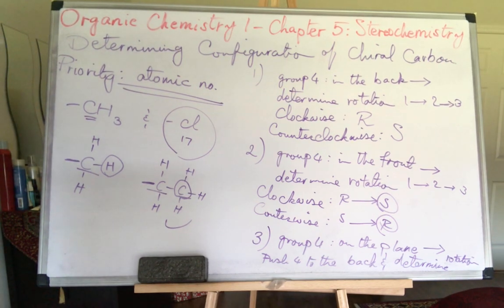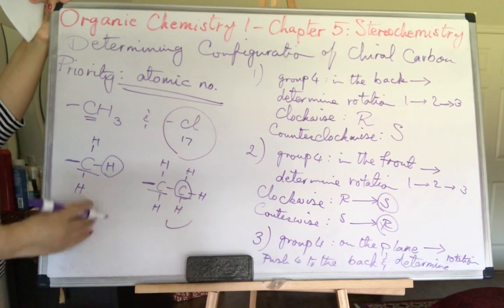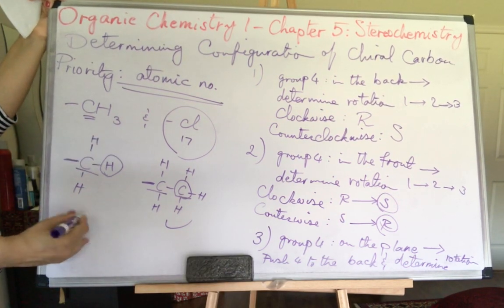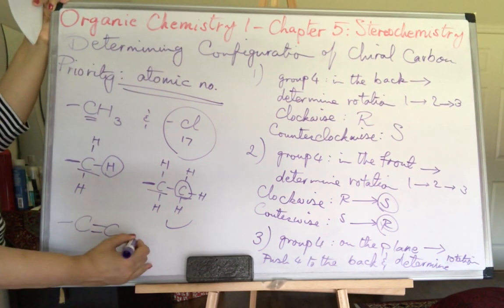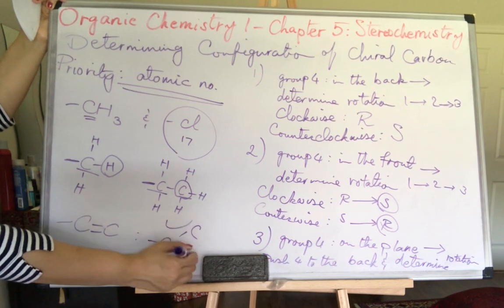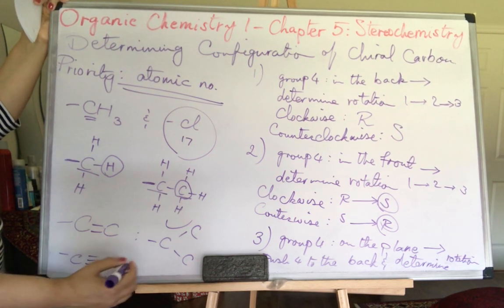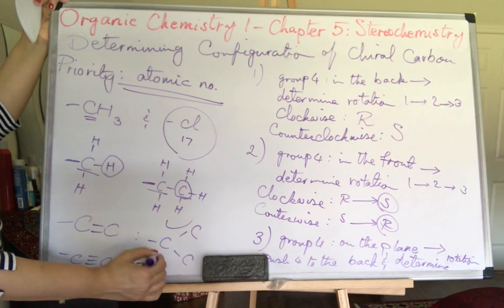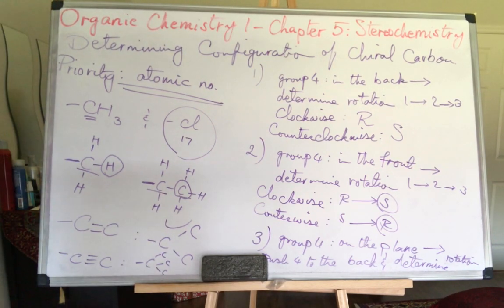And the last one, as I told you before, when you have a carbon-carbon double bond, it looks like carbon connected to two carbons. Or if you have a carbon-carbon triple bond, it's as if you have carbon connected to 3 carbons. So multiple bonds are equal to the same number of bonds.